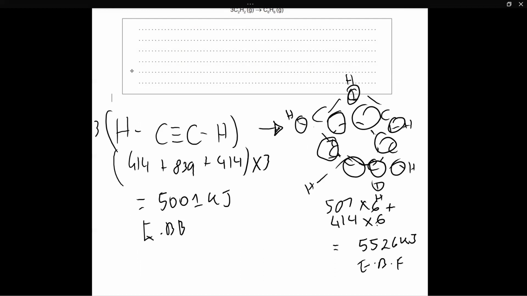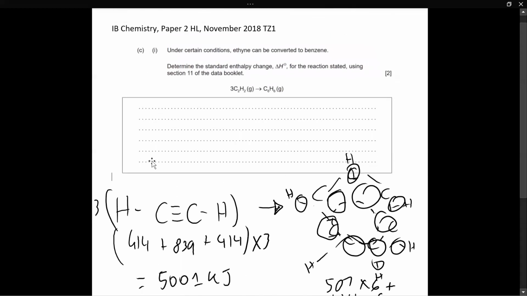And as I showed you earlier, the formula says enthalpy of bonds broken minus enthalpy of bonds formed. So to calculate our enthalpy change, we have to subtract the enthalpy of bonds formed, 5526, from the enthalpy of bonds broken, which is 5001, and we get negative 525. My apologies, I was looking at something else. We get negative 525 kilojoules. And that is our answer. That is the enthalpy change.